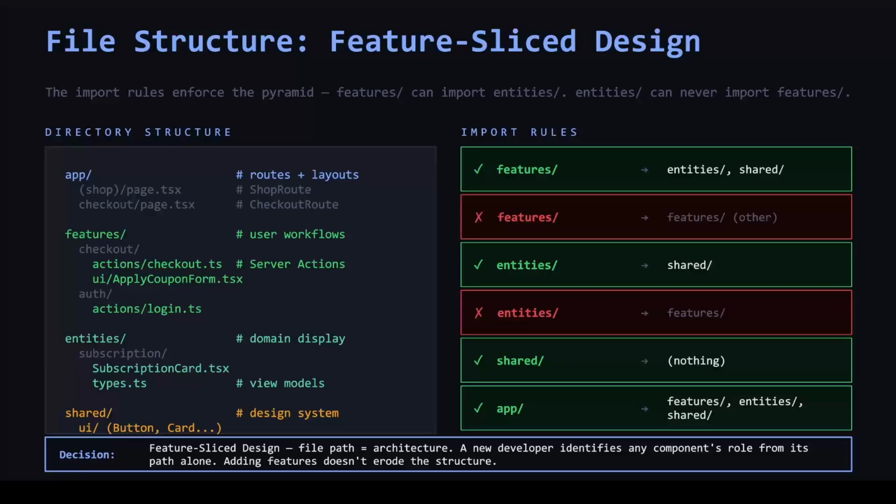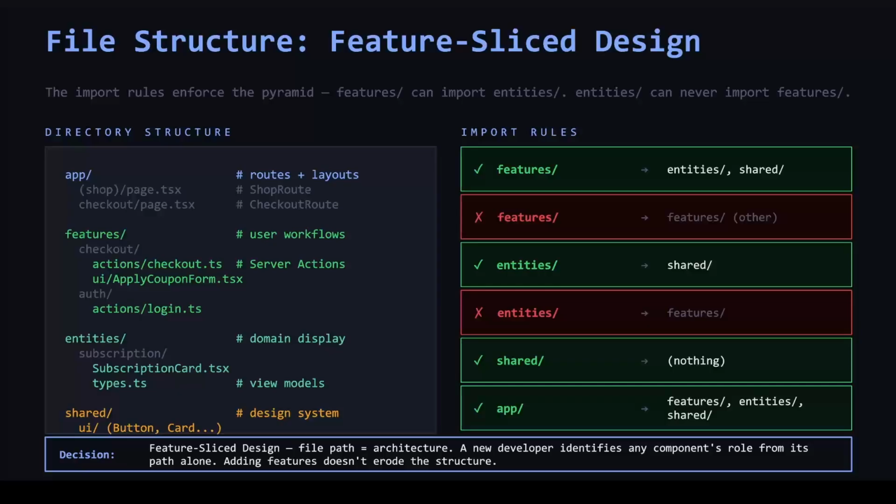The right shows the import rules that enforce the pyramid. Features can import from entities and shared. Features cannot import from other features. Entities can only import from shared. Entities cannot import from features. That would be an upward dependency. Shared imports from nothing. App can import from all 3.